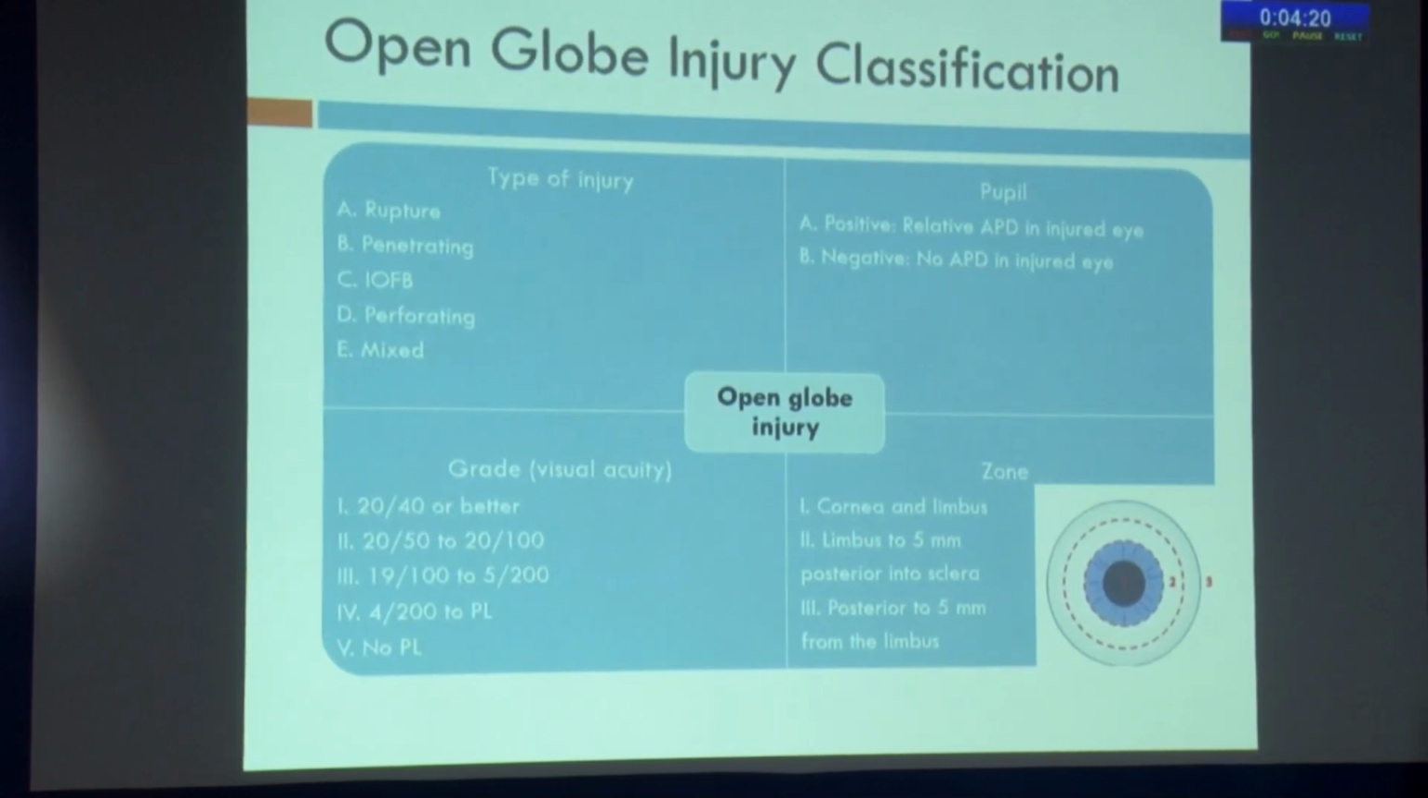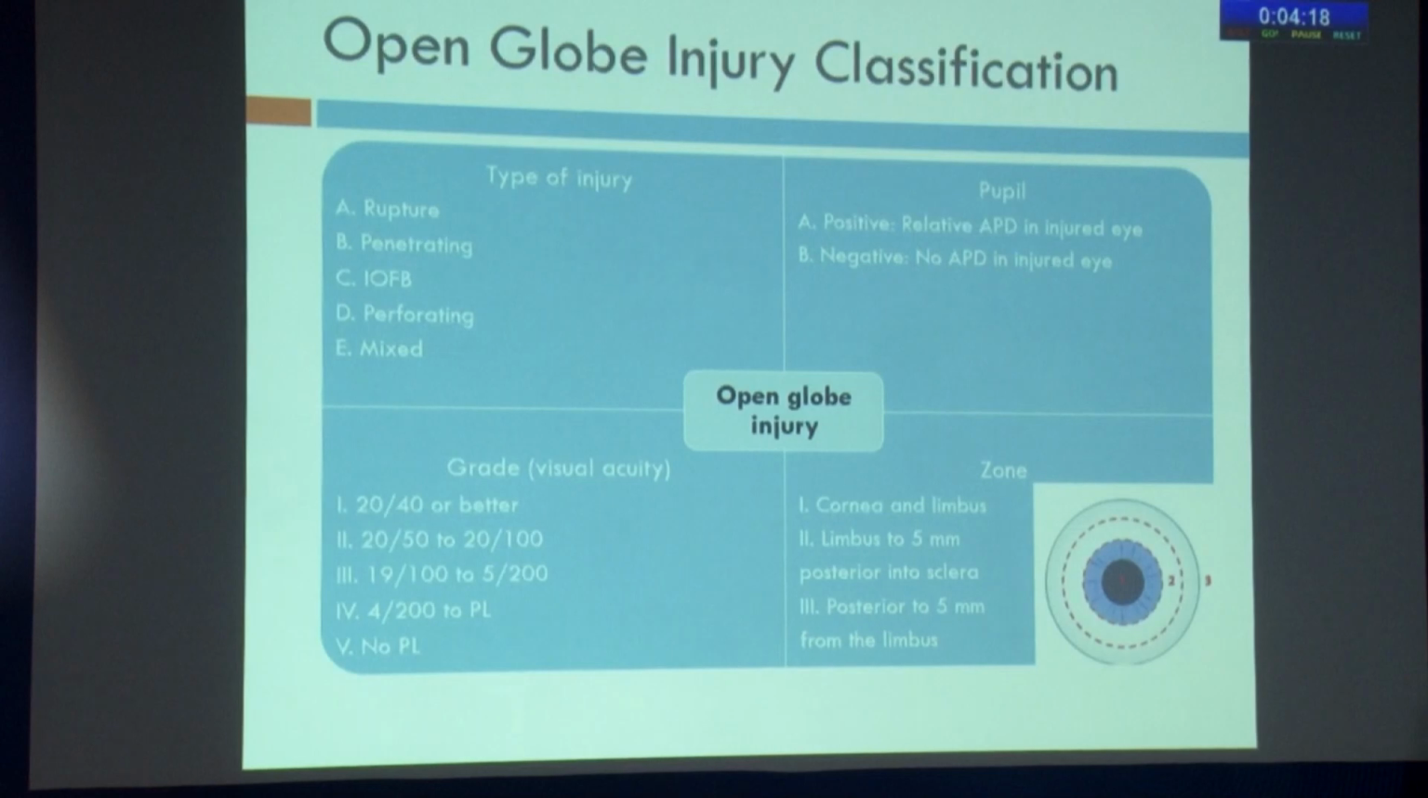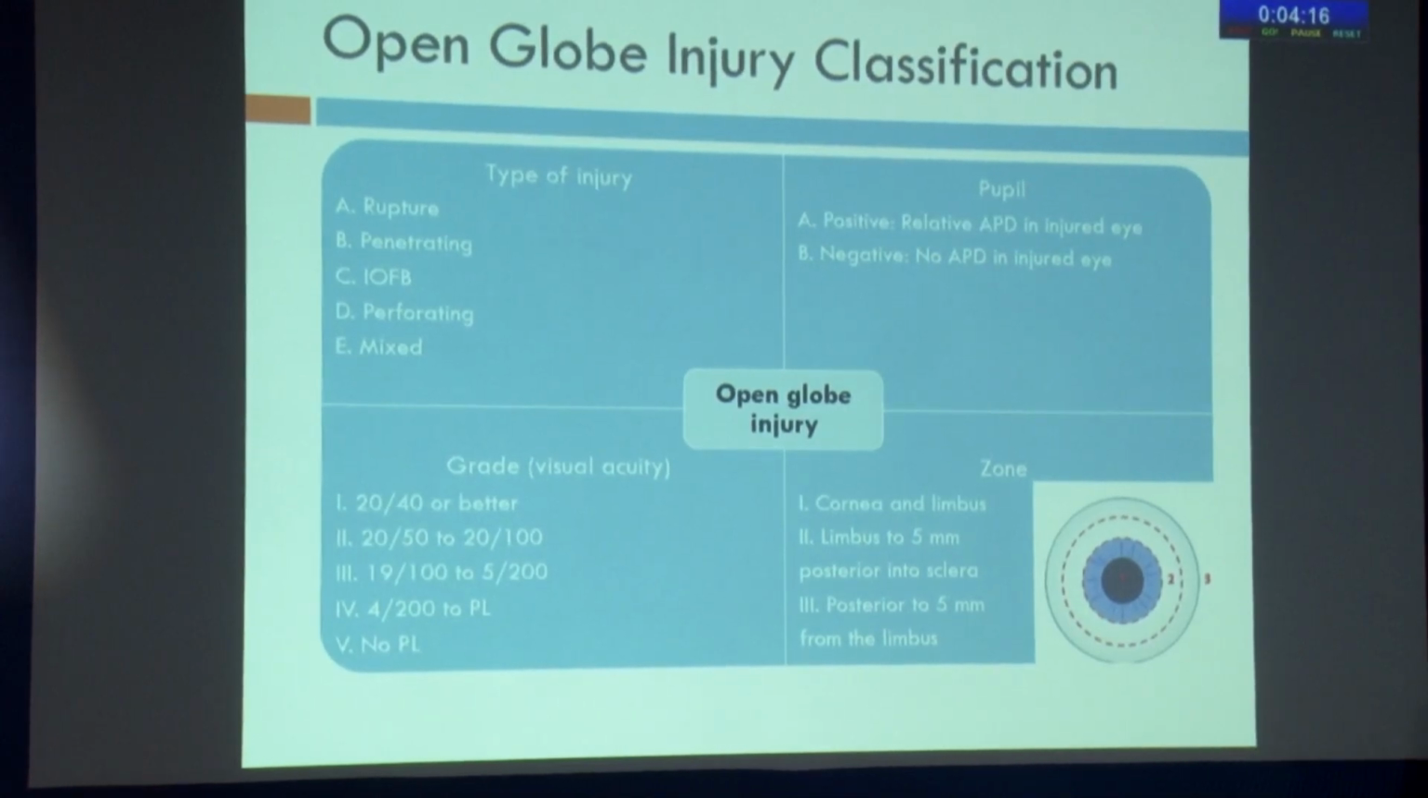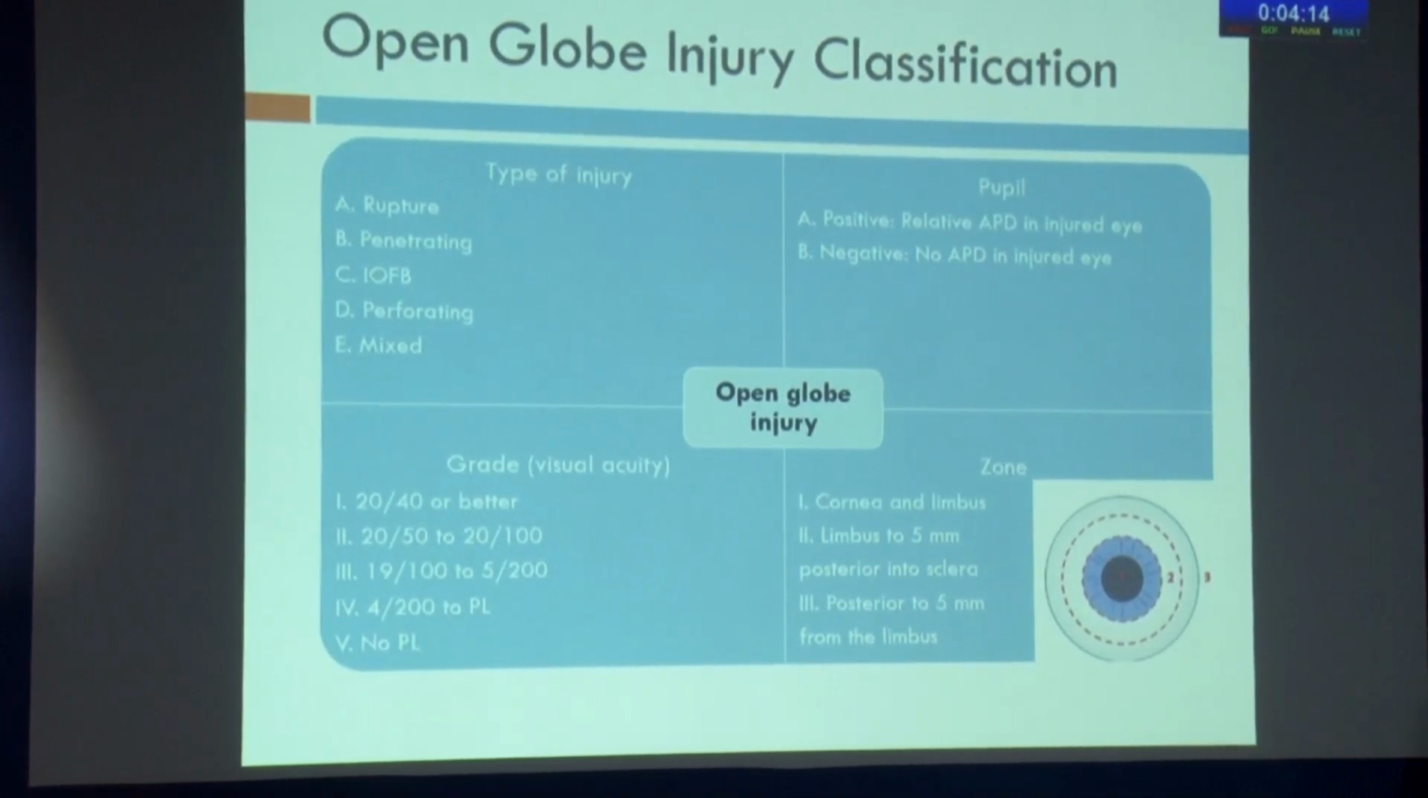This 5 millimeter figure is very important because after this the aura starts, and anything which causes injury in zone 3 is likely to cause injury to the retinal structures. So zone 3 is posterior to 5 millimeters from the limbus. Then we again grade it similarly as per visual acuity and whether the pupillary reaction, RAPD, is present or absent.